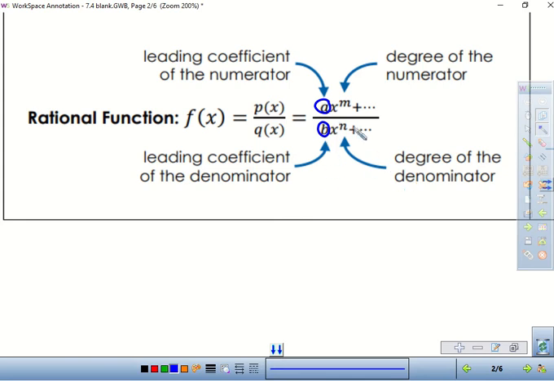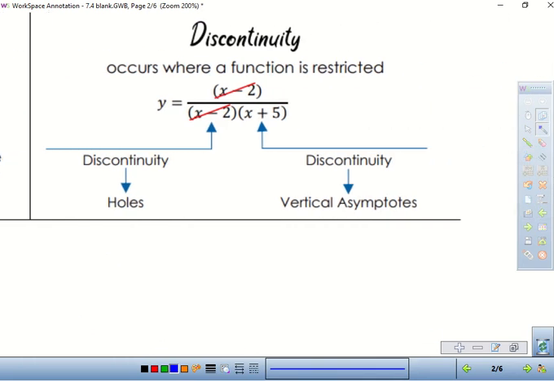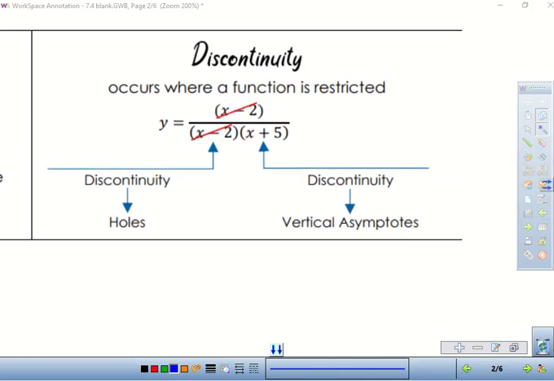And then the degree of the denominator. When I say those things, you're going to need to know what I'm talking about. So that's some important vocabulary. And then we're going to talk about discontinuity. Does anybody know what discontinuity looks like on a graph? No? It's the opposite of a continuous graph, meaning that the graph basically breaks off at a certain section. It doesn't actually continue at that point. So that's what we call discontinuity.